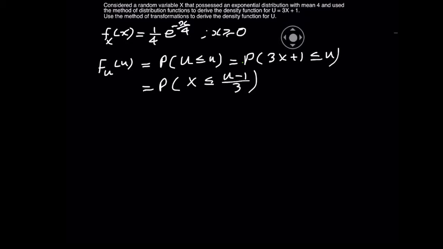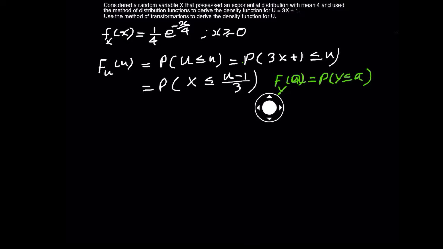Okay, so what is this? Let me remind you, think about F_Y(a). This equals the probability that Y is less than or equal to a. It means here Y, and here a. Same thing over here. So we have here X, therefore we can write down F_X, but instead of a here we have (u minus 1) over 3.